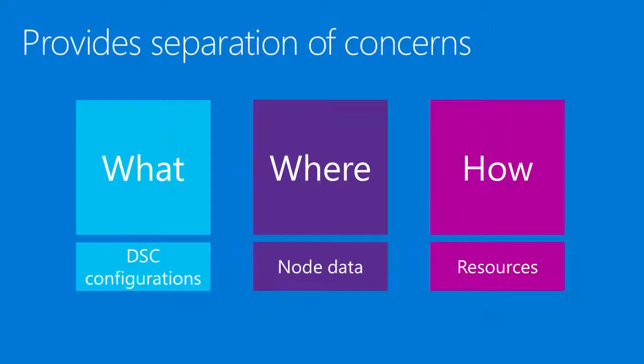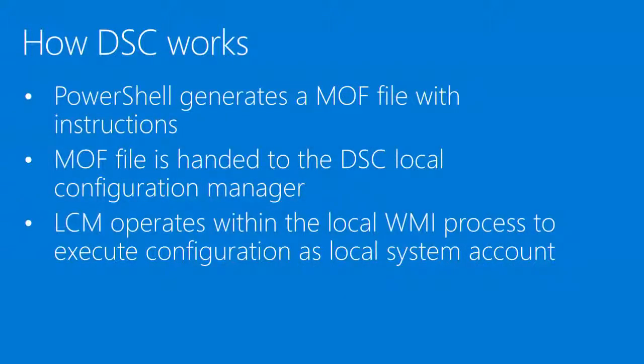The where is what we refer to as our node data. This is where we can define things that are specific to an individual environment, such as server names, credentials, domain names, these sorts of things. So I can then take my DSC configuration from the what and apply that to multiple environments, but only have to vary that node data with the specific things to that individual environment. So that way I can use the same configuration over and over. The how component is delivered through a number of resources. So this is going to be the focus here.